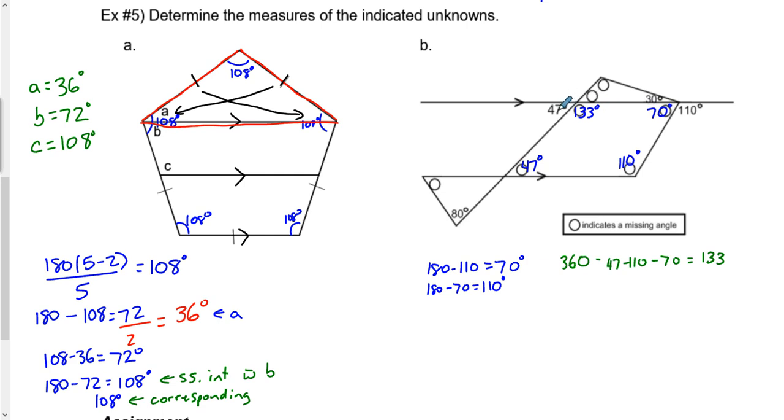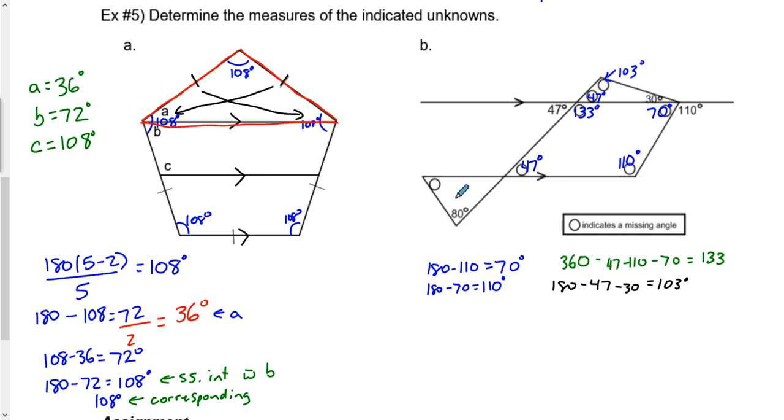Obviously, there's an easier way of doing it. Because we have a straight line, these two should be supplementary. At the same time, vertically opposite angles means that they're equal. If I want to solve for this top angle up here, I just have to take 180, subtract 47, and subtract 30. See, so that's 77. That's going to be 103. Which means that this top angle here is 103 degrees.